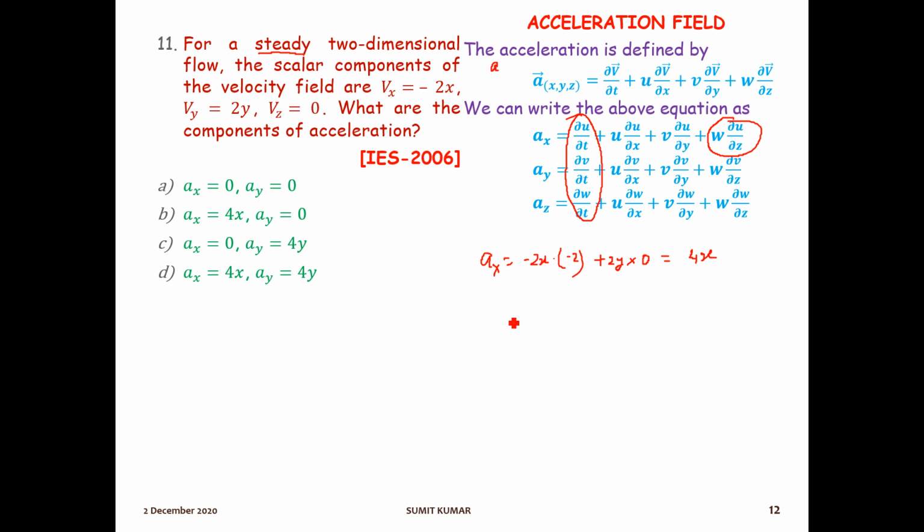Now ay is equal to u into del v by del x. Here u is minus 2x into del v by del x. For the v component, del v by del x is 0, plus v, which is 2y, into del v by del y. Del v by del y is 2, so here it is coming 4y. So ax is equal to 4x and ay equal to 4y. Since it is a 2-dimensional flow, obviously az is not a concern. So option number D is the right answer.